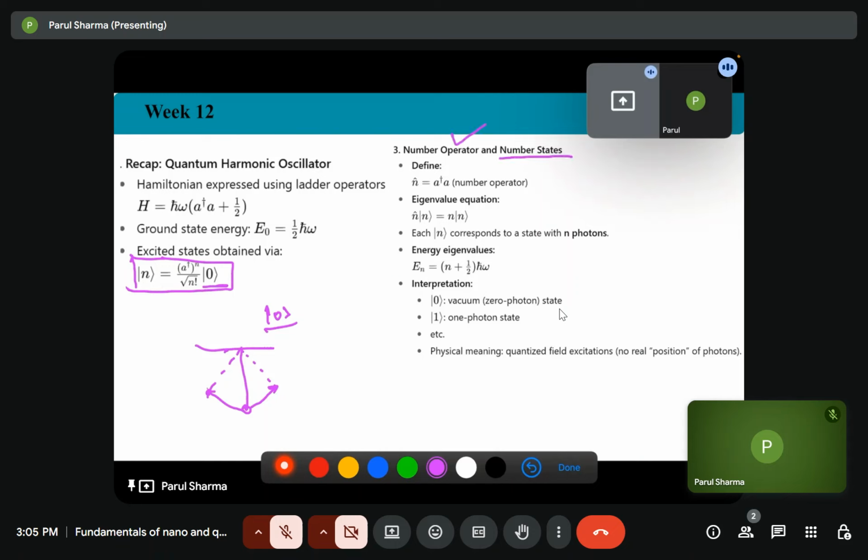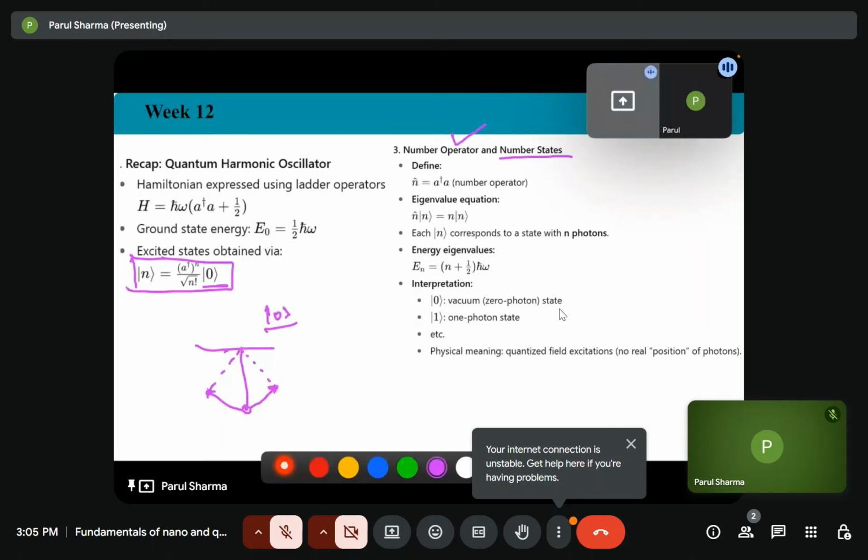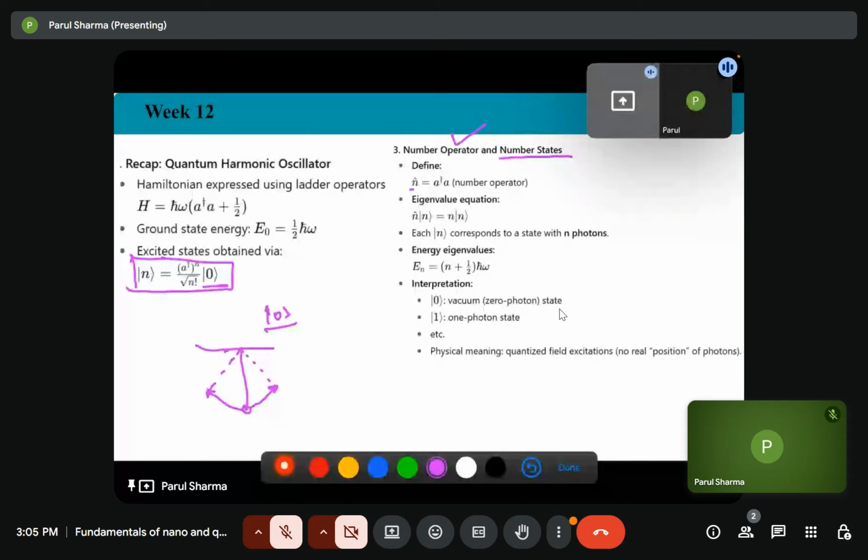If the number operator, which is given by a†a, acts on a number state, it will give the number of photons in that particular state. So we have this eigenvalue equation, and each number state |n⟩ will correspond to a state with n photons in that particular state.